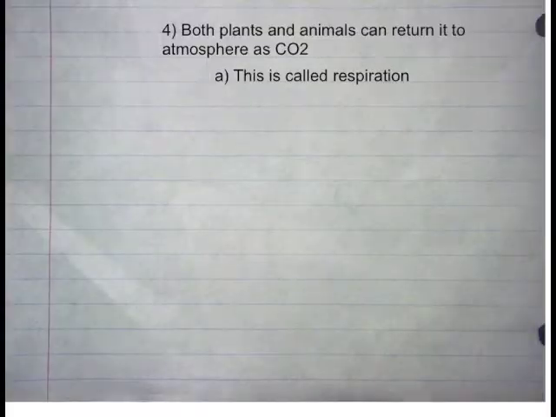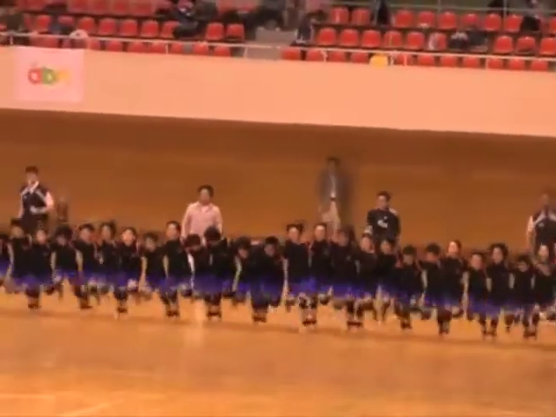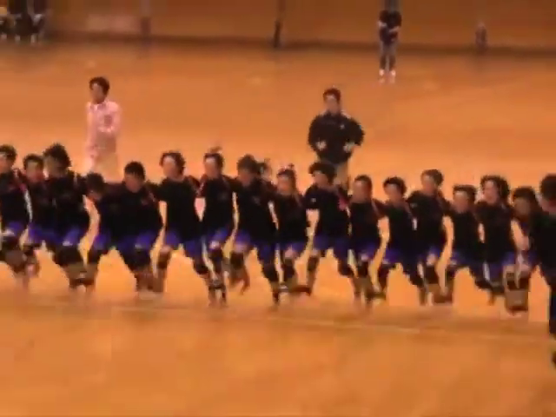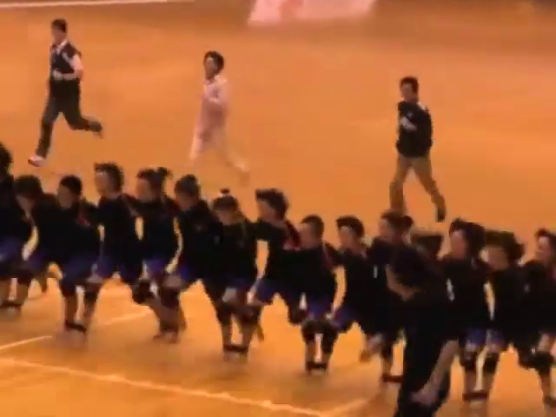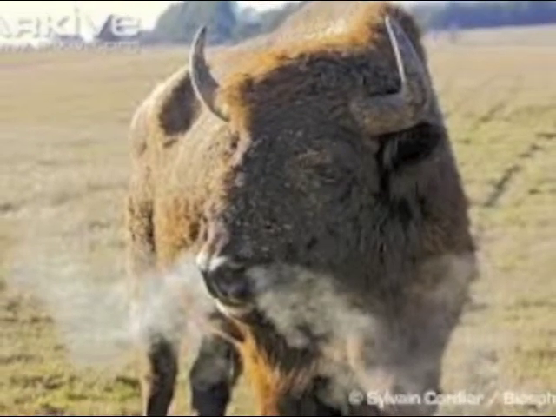Both plants and animals can return it to the atmosphere as CO2. This is called respiration. Organisms then use the glucose in order to be able to move, think, and grow. A waste product of this, however, is carbon dioxide, which is put back into the atmosphere. Both animals and plants do respiration. As evidence, on a cold day when you exhale, you see your breath form in front of you.